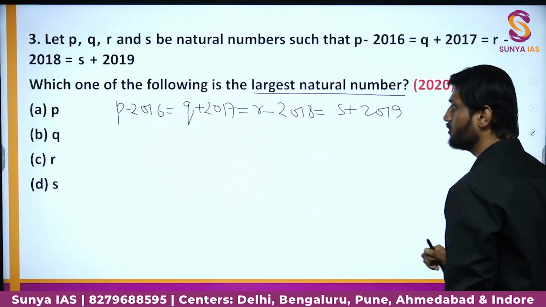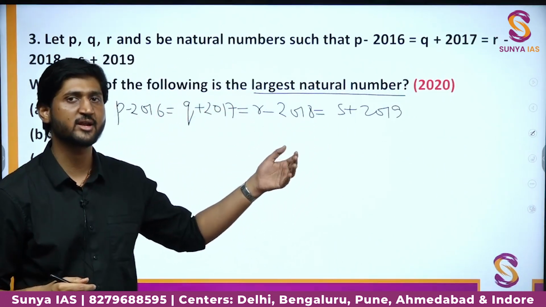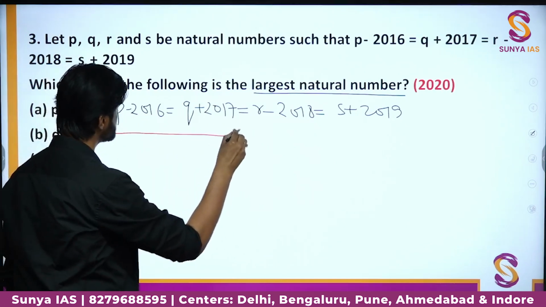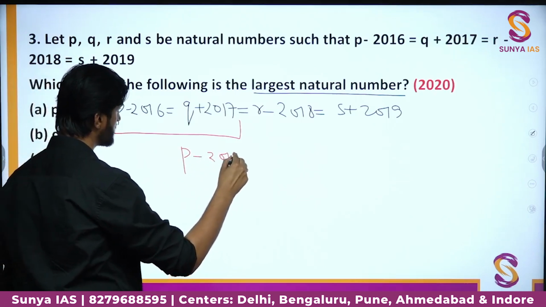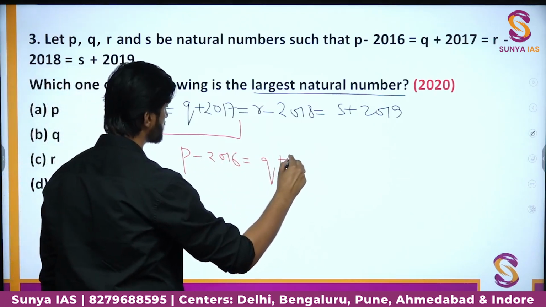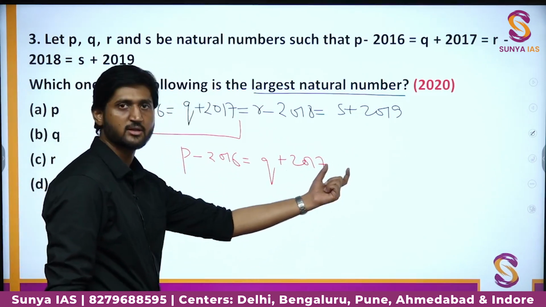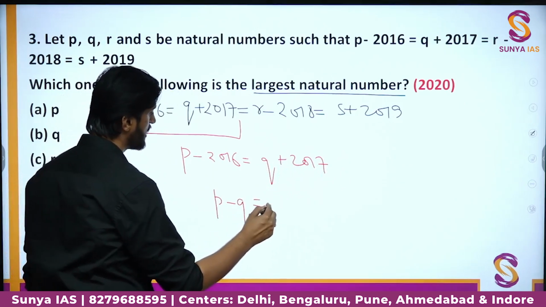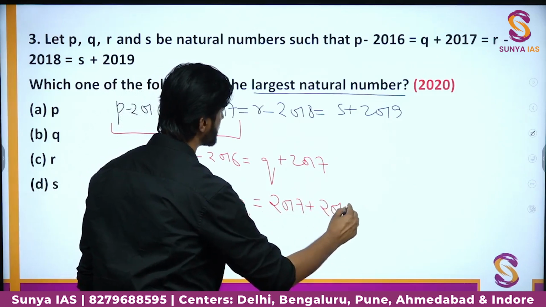So, what we do? We just try to have the same idea, we just subtract one digit from the other and see which is larger. So, let us start from this part. Let us rewrite this part of the equation. We have P minus 2016 is equal to Q plus 2017. Now, if I send 2016 on the other side and bring Q on this side, we get P minus Q is equal to 2017 plus 2016.